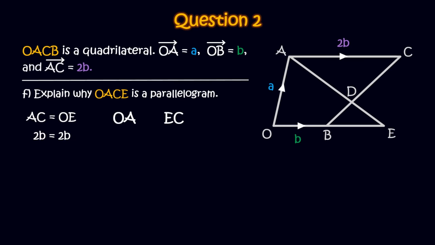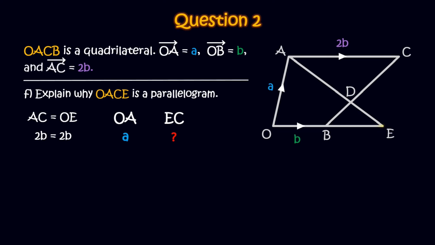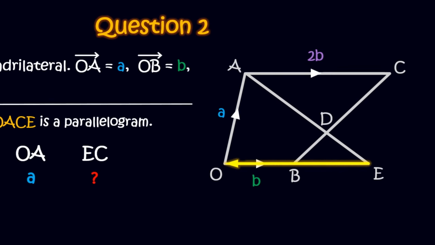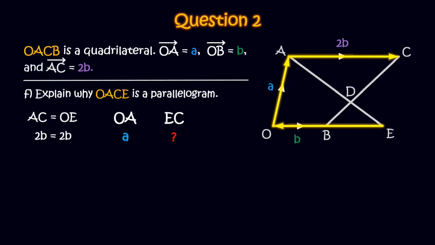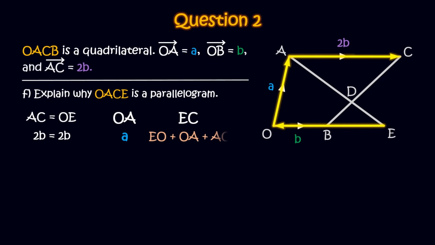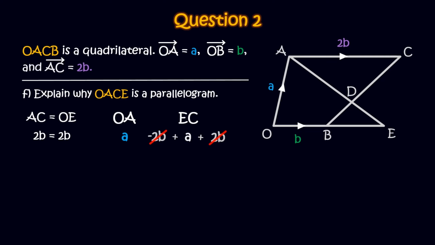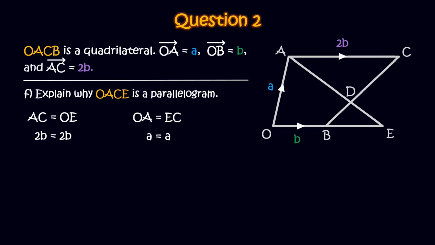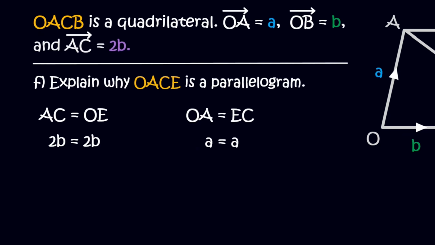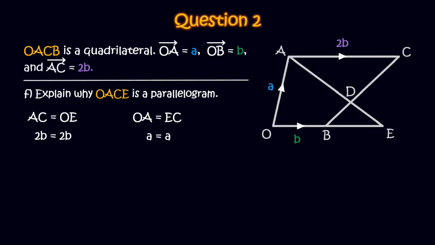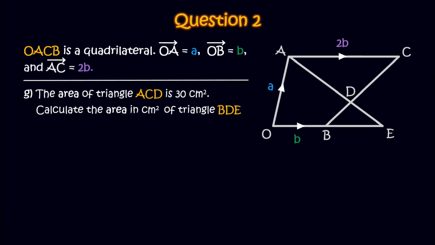Next, OA and EC, where EC is missing. By using the addition rule, we can say that EC equals EO plus OA plus AC. Write this down and fill in the values. Remember to flip the sign for OE, minus 2b plus a plus 2b. Minus 2b and 2b cancel out, leaving a. Therefore, OA and EC are proved to be equal. We have proved both pairs of opposite sides to be equal, which is enough to prove that this is a parallelogram. Next part involves the principle of similar triangles.